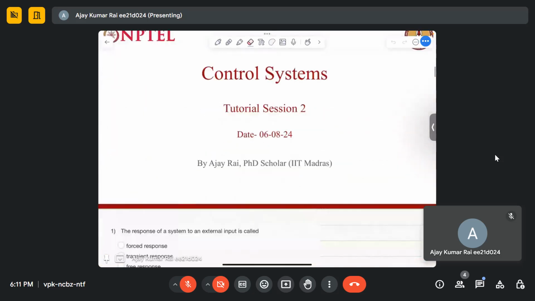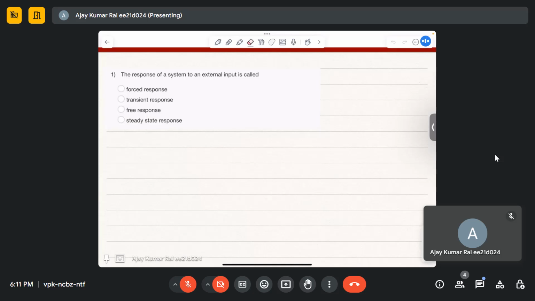Let's first start with a very simple question. The response of the system to an external input is called what? It's very basic. We have seen it in the first week and second week also. There are two responses: first is due to the initial conditions, and the other is due to the external input. The response due to external input is called the forced response.